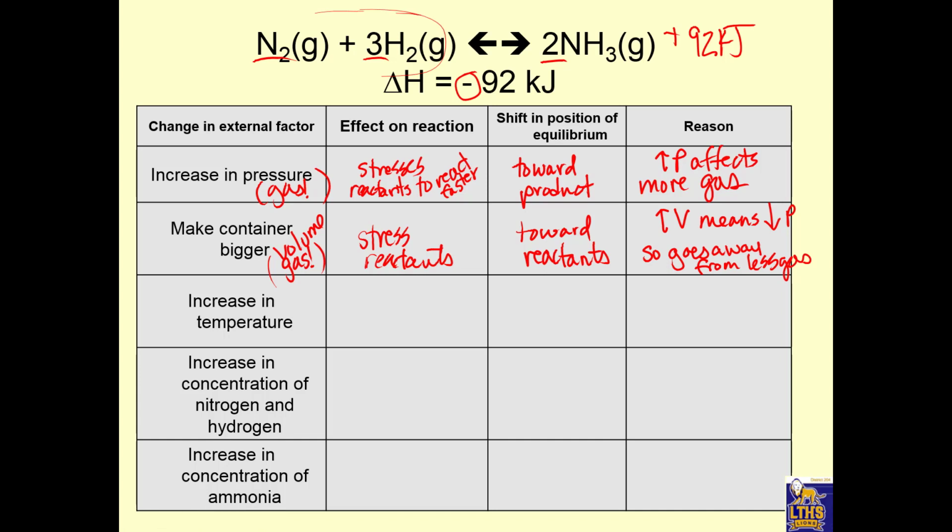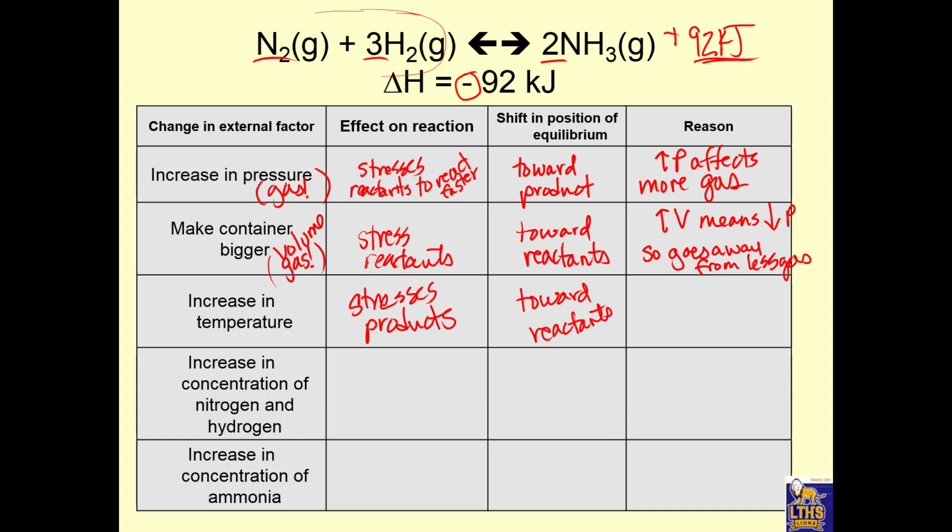Okay. Increase in temperature. It's going to affect the side with heat on it because the temperature goes up. This side stresses out, and this side's going to react faster. Effect on reaction: stresses products. Shift in equilibrium position toward reactants.